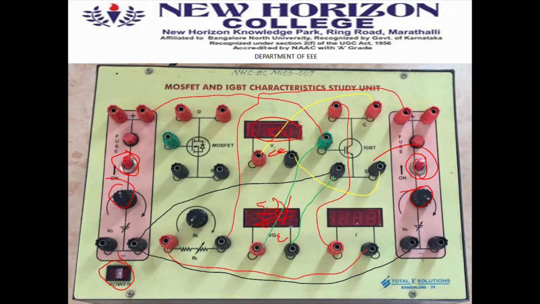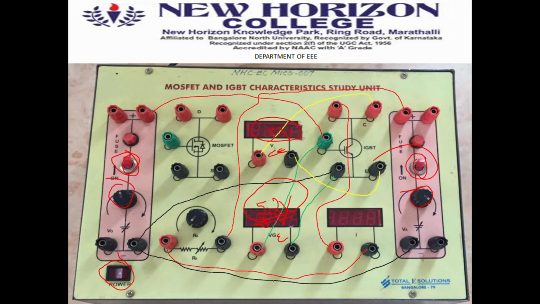If you want to increase the current further, you have to increase the gate emitter voltage. Only if I increase the gate emitter voltage can the collector current be increased. That means the collector current purely depends upon the value of gate emitter voltage. That's why it is also called a voltage control device. The output current purely depends upon the input voltage.